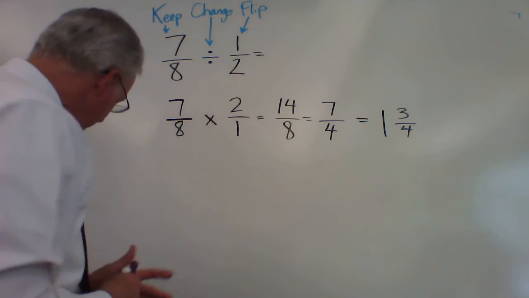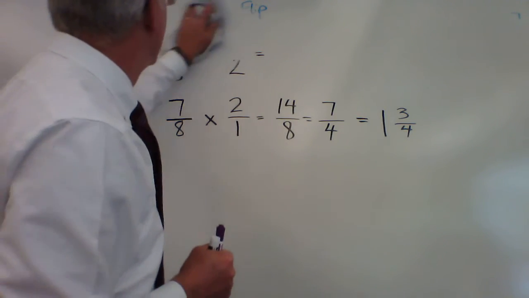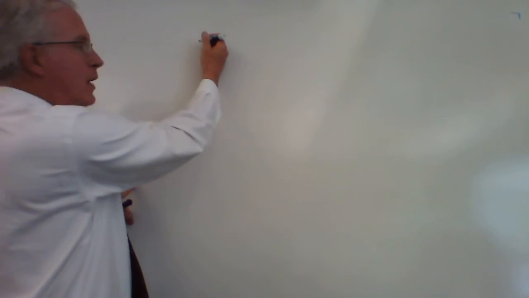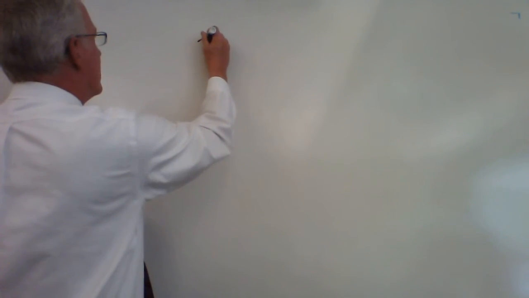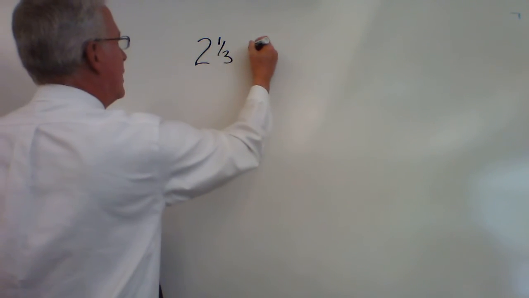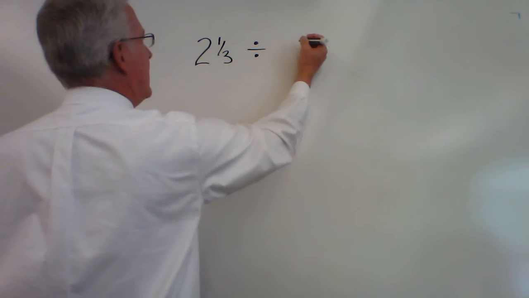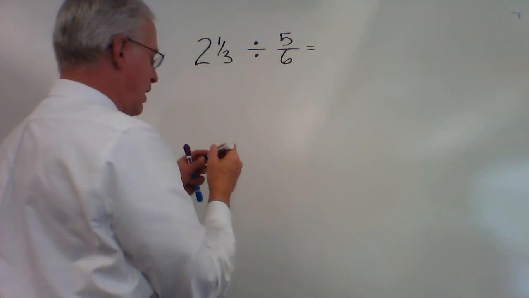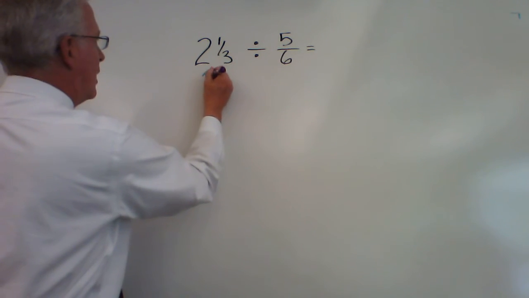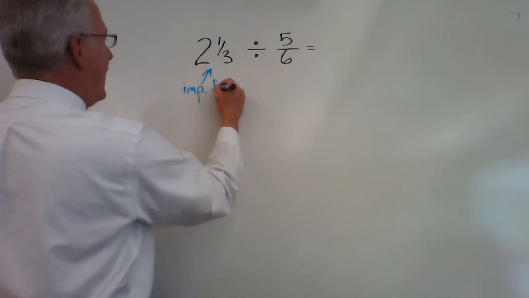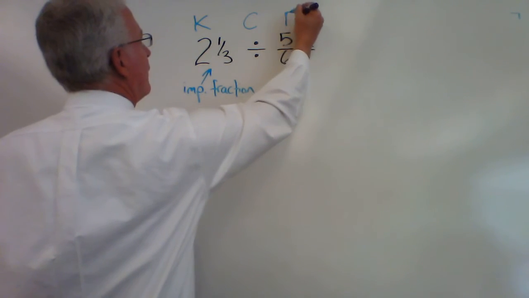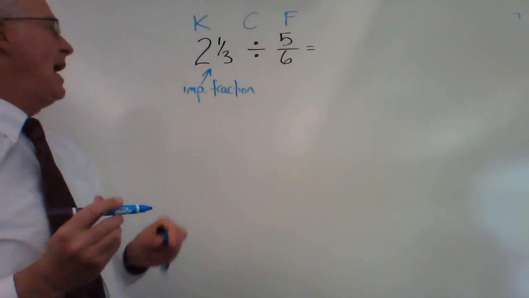Okay, so let me erase this, and then I'm going to give you another one. Have you do it on your own with the video paused, and then we will do it together. So let's do a sort of tricky one. 2 and 1/3 divided by 5/6. So remember 2 things. Remember, make that into an improper fraction, and then remember, keep, change, flip. Kentucky chicken fried.